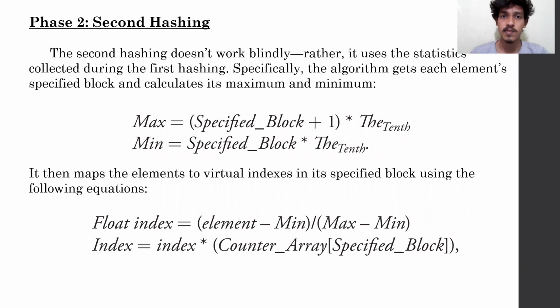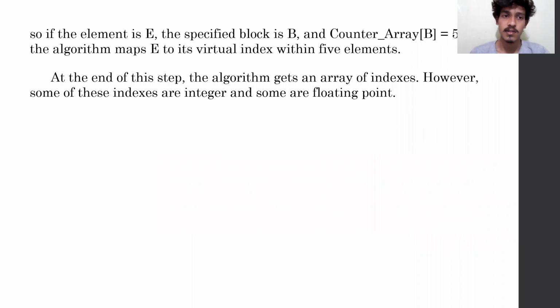Phase 2, second hashing. The second hashing doesn't work blindly; rather, it uses the statistics collected during the first hashing. Especially, the algorithm gets each element's specified block and calculates its maximum and minimum using the formula given. It then maps the element to virtual indexes in its specified block using the following equations.